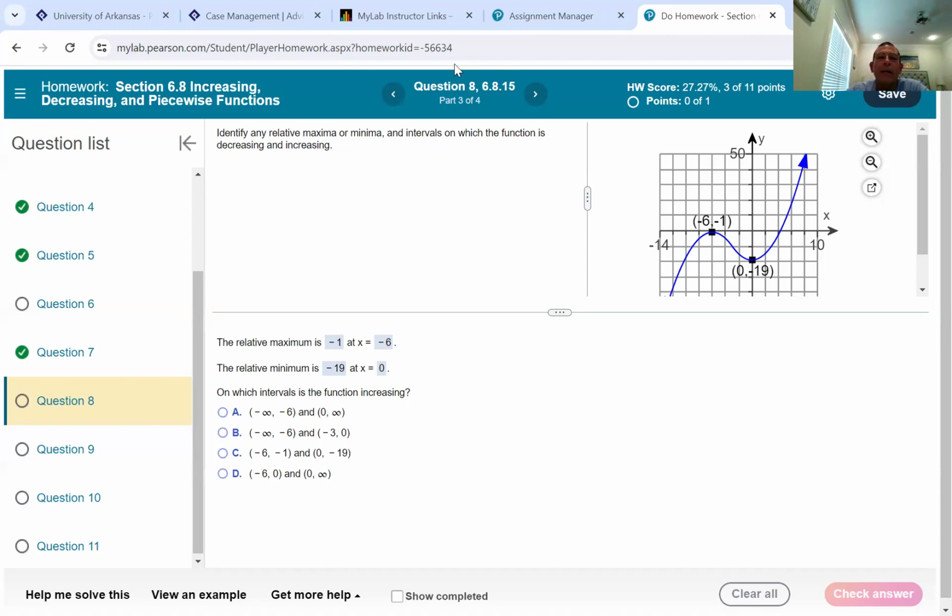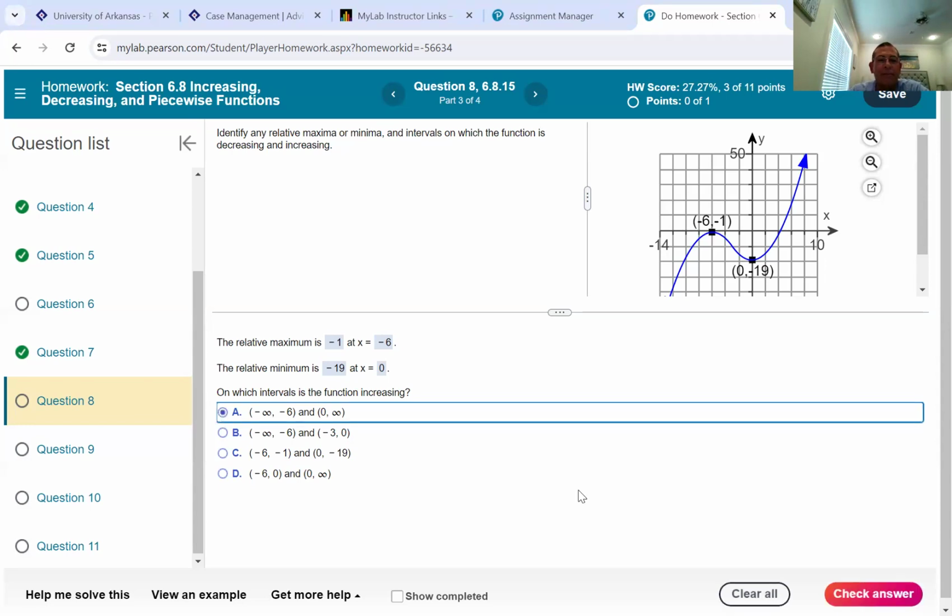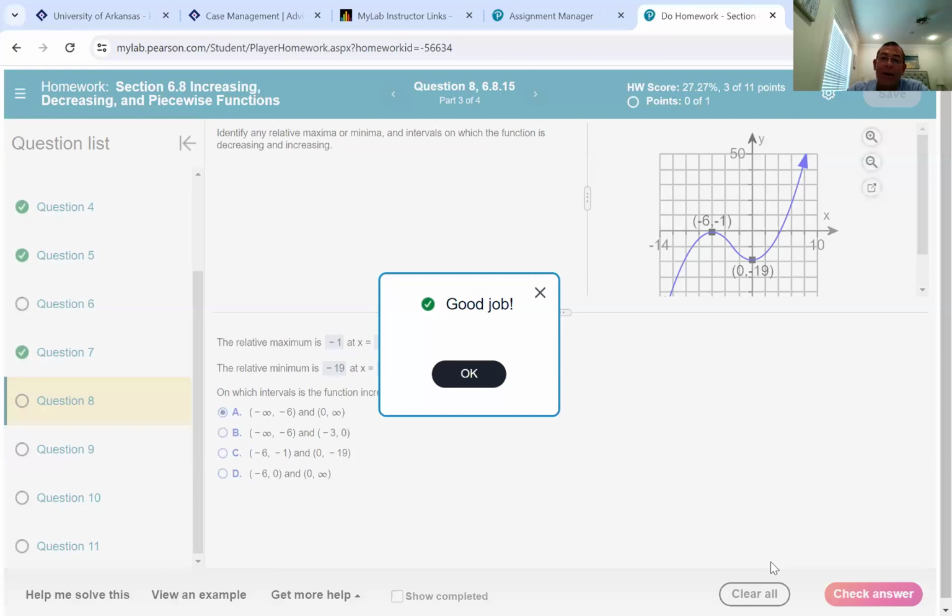So let's see what chat's saying. You're going with A on that. Definitely, because the second part starts at 0 going uphill to infinity. Good job. So that one you actually had to find them both, since 2 answers both had that negative infinity, negative 6 on it, okay? Now you know what's next.